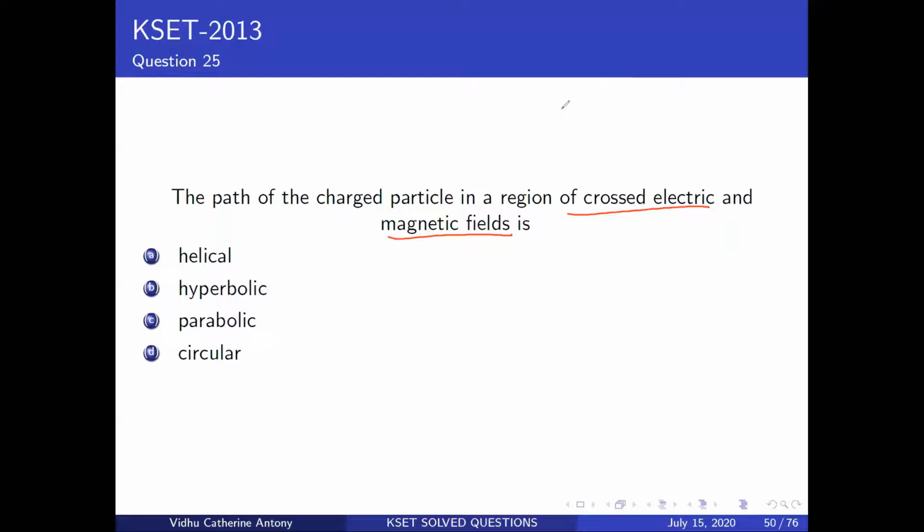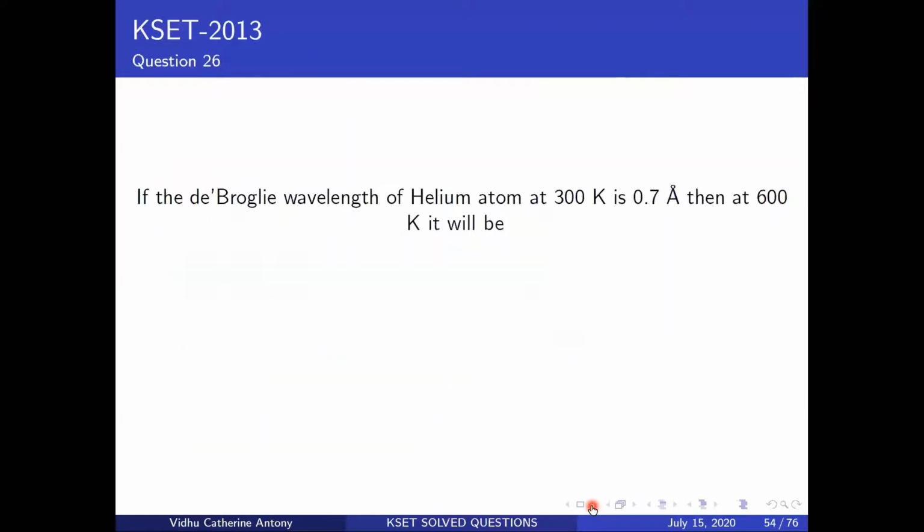Okay, so let's move on to the next question. If the de Broglie wavelength of a helium atom at 300 Kelvin is 0.7 angstrom, then at 60 Kelvin, what will it be? This is pretty simple. You know what the de Broglie wavelength is. You know that it is related to the momentum, the momentum is related to your velocity, and the velocity is related to your temperature, right? So you need to get a relationship between your de Broglie wavelength and temperature. How does it vary with temperature?